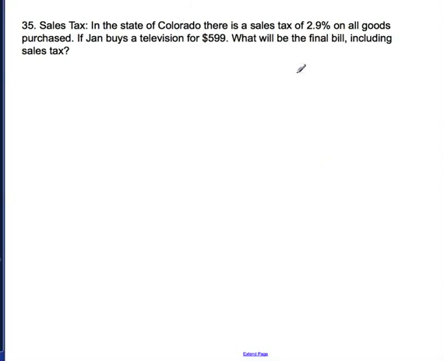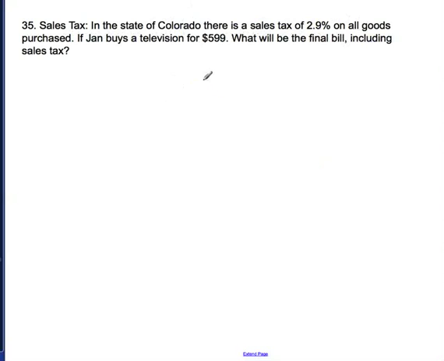Something like this could actually be on the test, but this will probably be the hardest multiplication that you would have to do. So in the state of Colorado, there's a sales tax of 2.9% on all goods purchased. If Jan buys a television for $5.99, what is the final bill including sales tax?